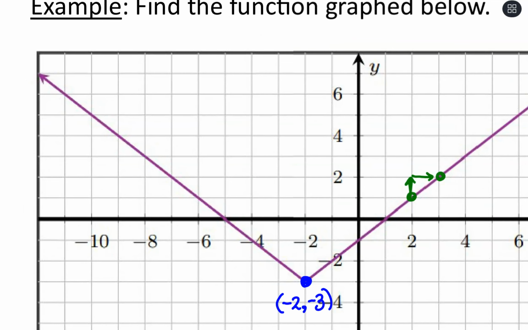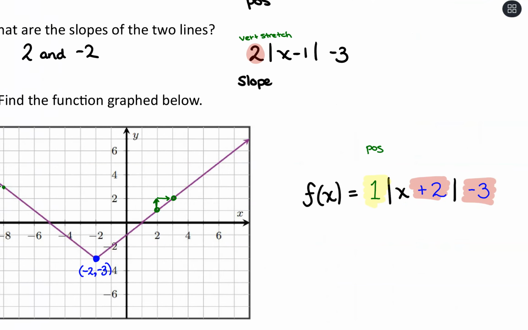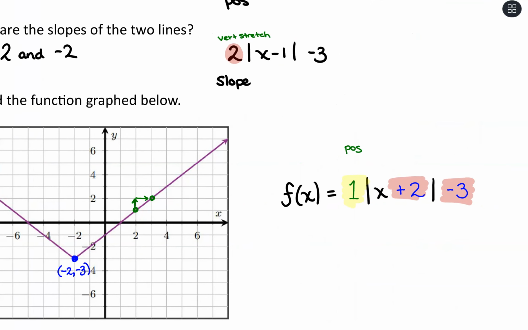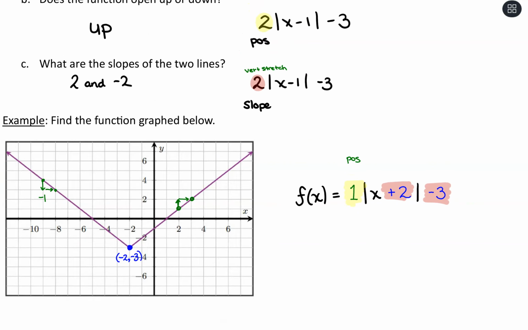Now notice if we looked over here between 2 points, I would have seen a slope of -1, but just keep in mind that since it's opening upward, that value out front has to be positive. So you're always going to have a mixture of negative and positive slope with these, and just make sure you're using the correct one based on whether it's opening upward or downward.